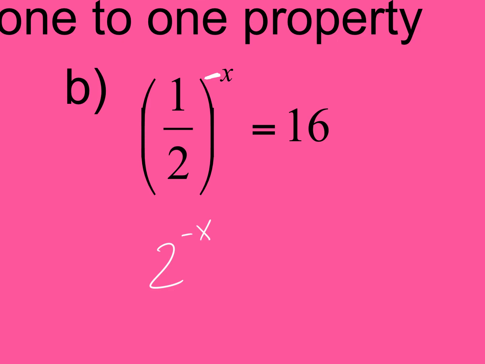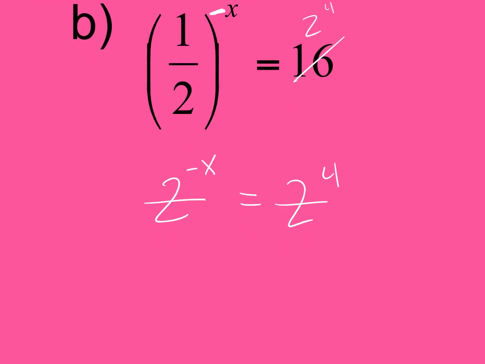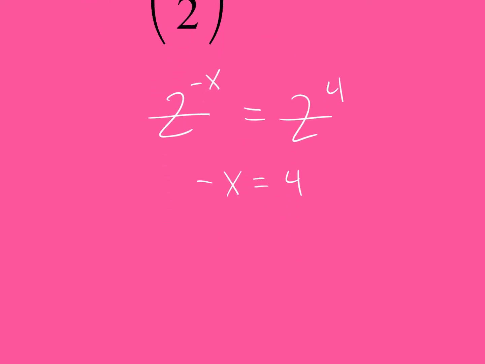Is there a way that I could have 16 with the base of 2? So 2 to some power would be 16. 2 to the 4th power. So I changed this to be 2 to the 4th power. Now once my bases are the same, I can cross them out and just set the exponents equal to each other. So negative x is equal to 4. And then solve for x. I divide both sides by negative 1. x is equal to negative 4.